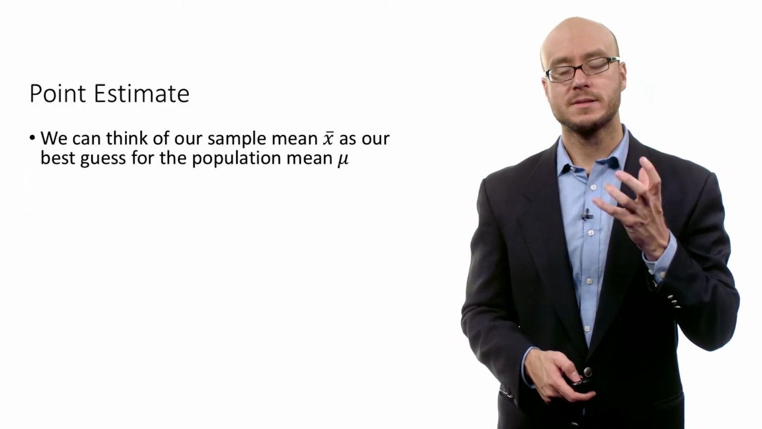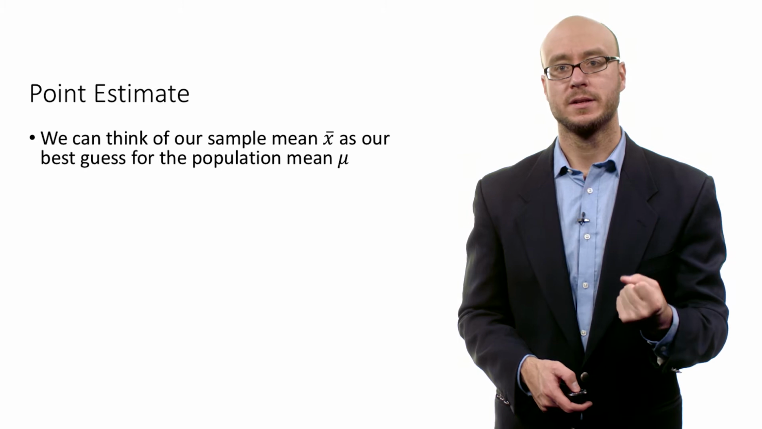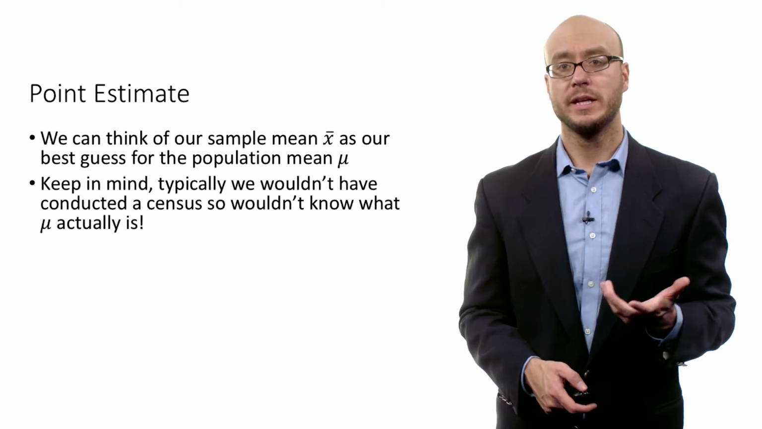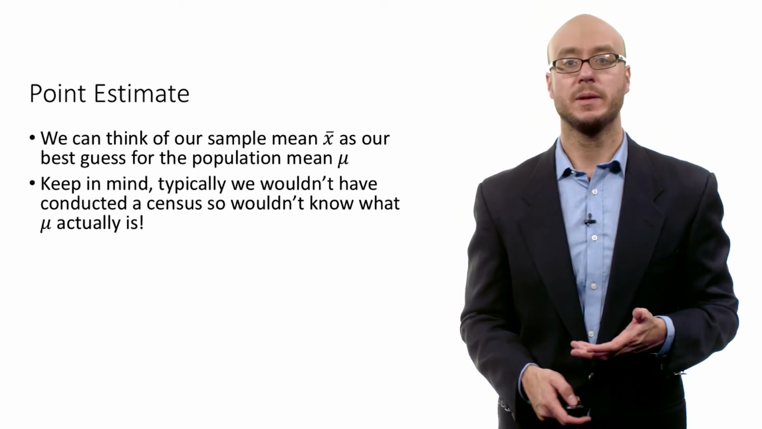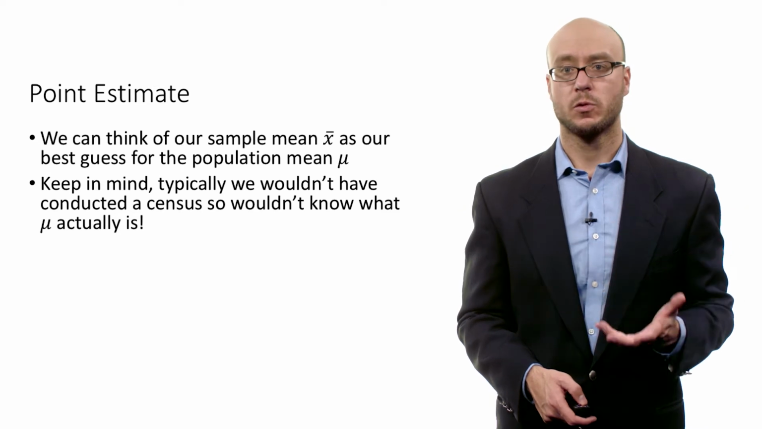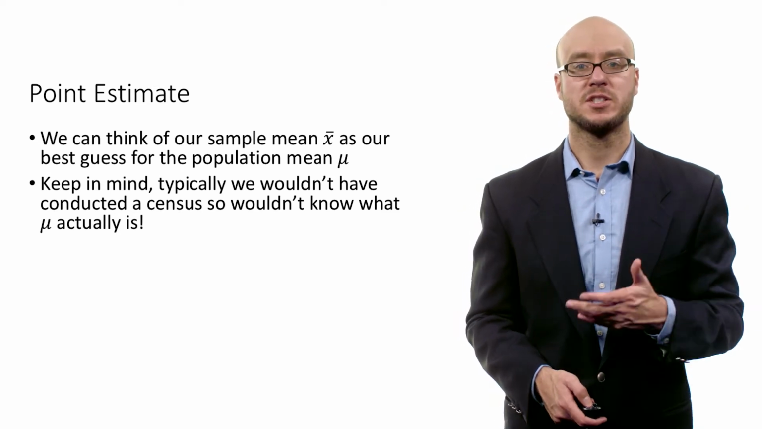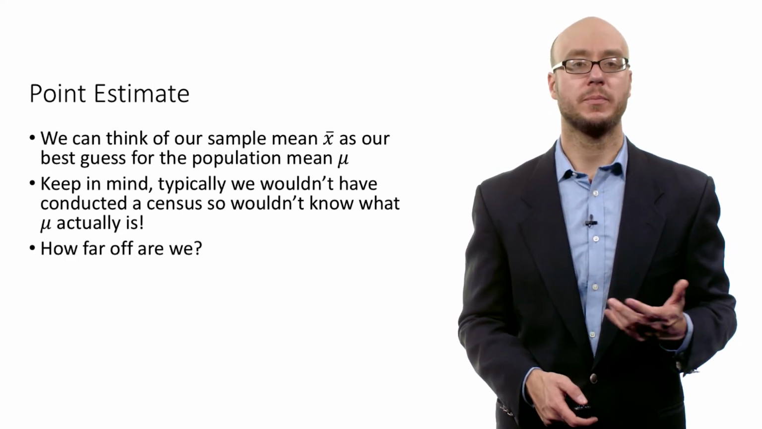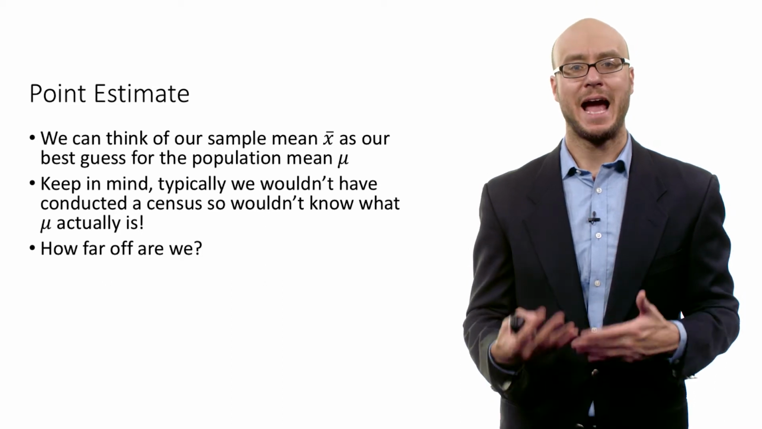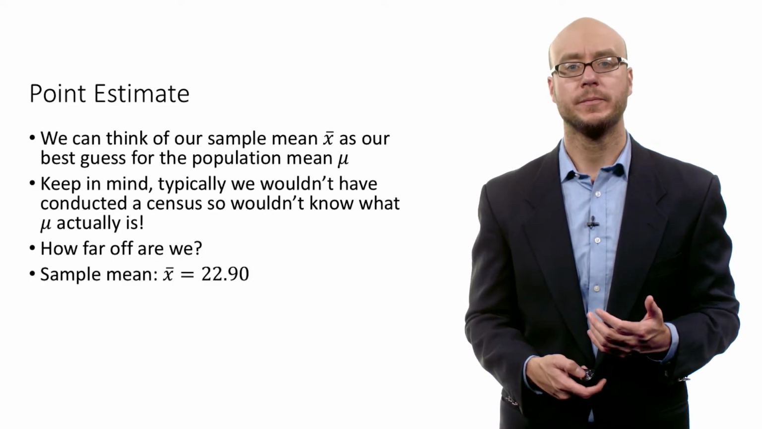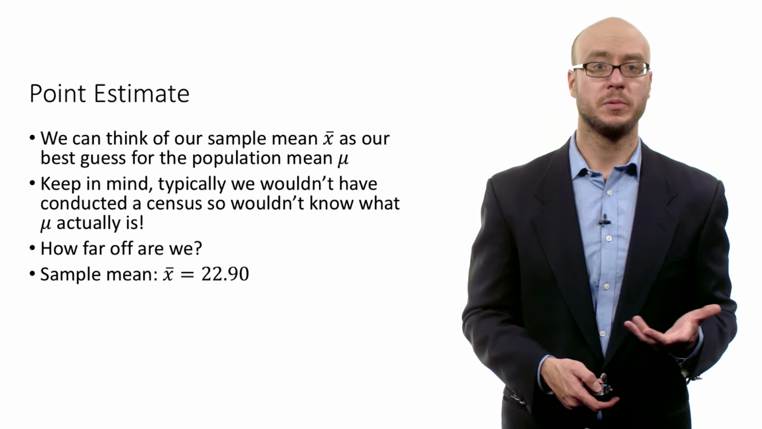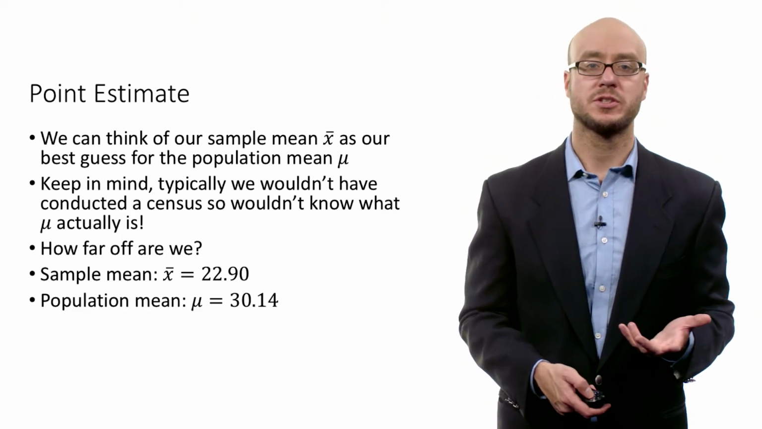But this point estimate, this sample mean, is really our best guess for that population mean. Of course, we wouldn't actually have conducted a census, so we wouldn't really know what the population mean is. Now we might ask, how far off are we? Well, the sample mean is 22.9, the population mean is 30.14, so we're kind of off.